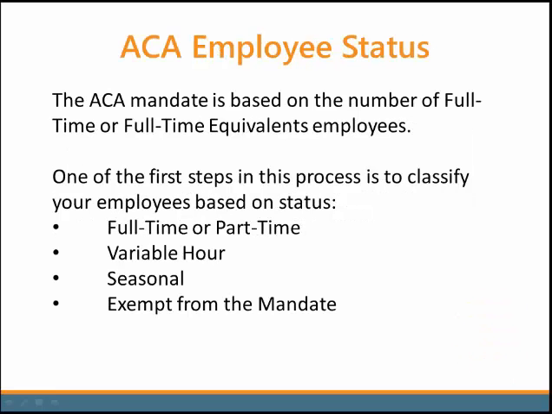The ACA mandate is based on the number of full-time or full-time equivalent employees. So one of the first steps in the process is to classify your employees based on their status. The employees can be full-time or part-time, a variable hour employee, a seasonal employee, or an employee that's exempt from the mandate. Now these statuses are not mutually exclusive. So for example, you could have a part-time employee who is also a seasonal employee.